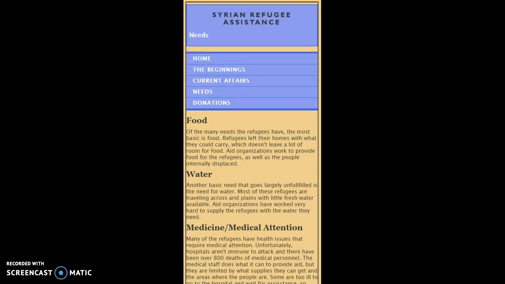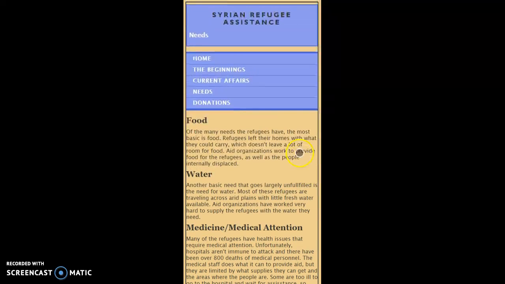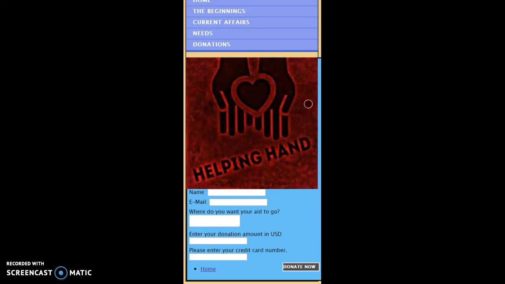The Needs page, listing basic needs that the refugees have. The Donations page, here's where we have the form to fill out to make your one-click donation. You see it asks for all your basic information and your donation amount and your credit card number.